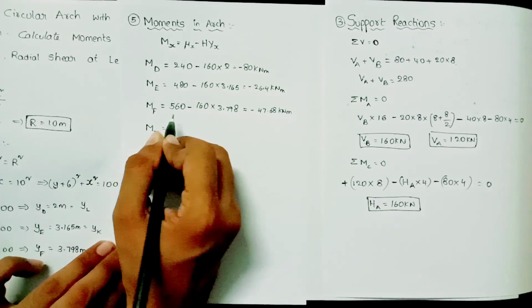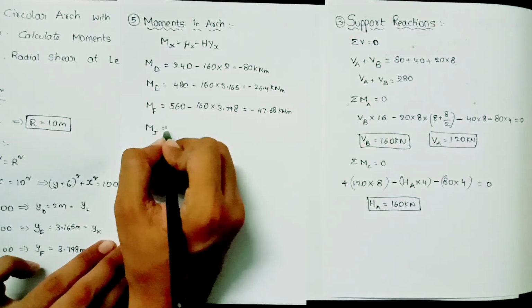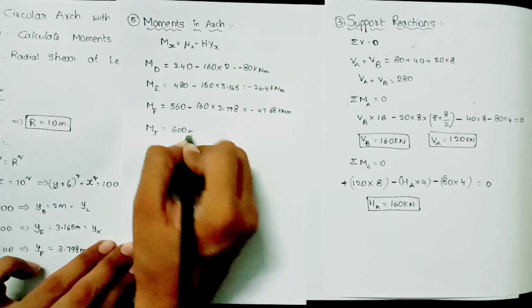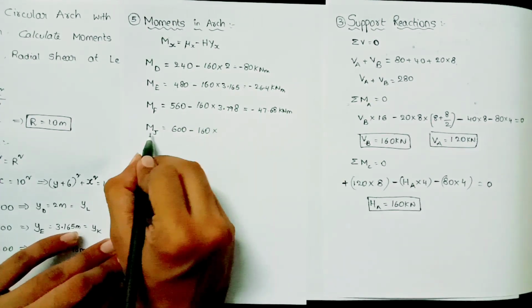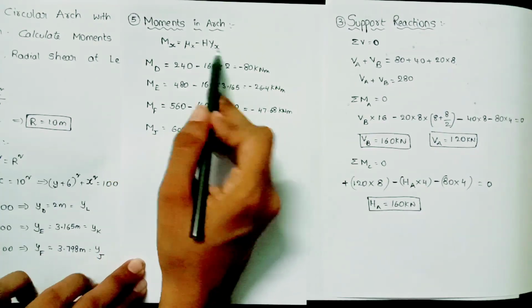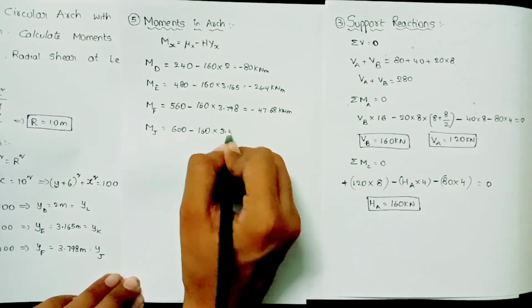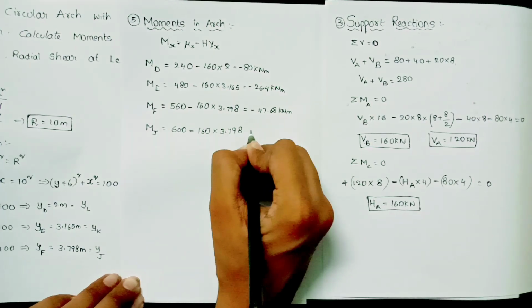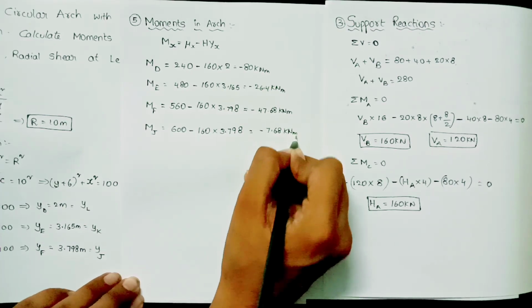So MJ equals MuJ, which is obtained as 600, minus horizontal reaction 160 into, again we need the yJ value. yJ equals yF equals 3.798, so the same we have to substitute here. So we will get minus 7.68 kilonewton meter.